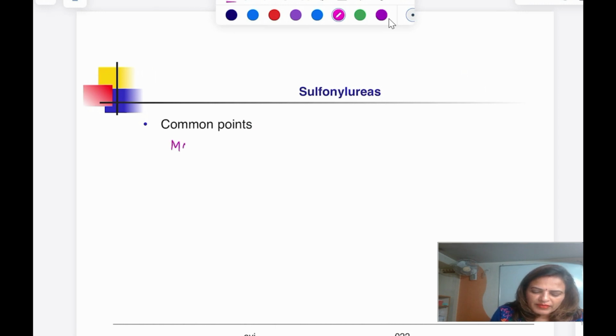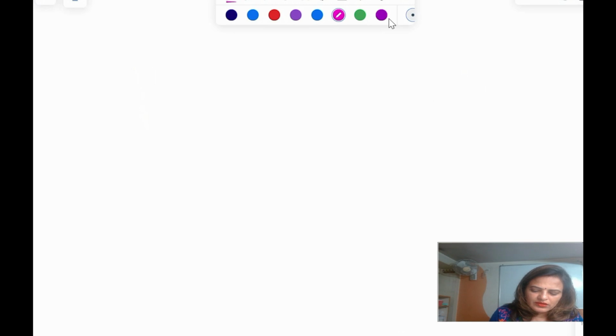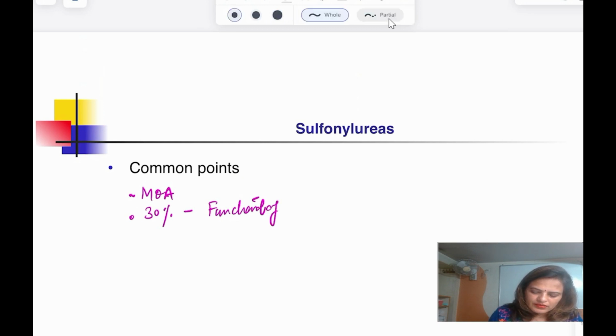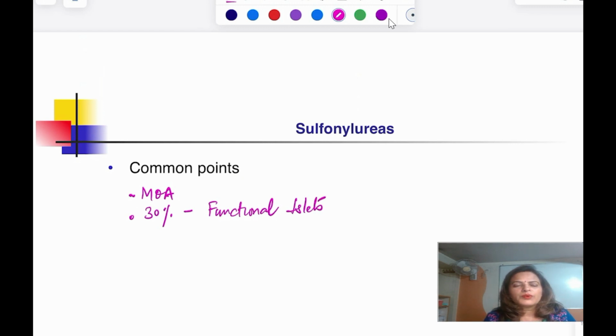So there are a few common points in all the sulfonylureas. What are the common points? Their mechanism of action: they all act in the same way. The second thing is, they all need at least 30 to 40% of intact functional pancreatic beta cells. We need to have functional islets, that is required.